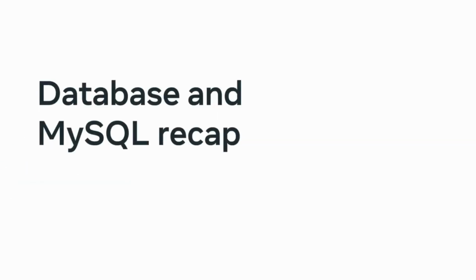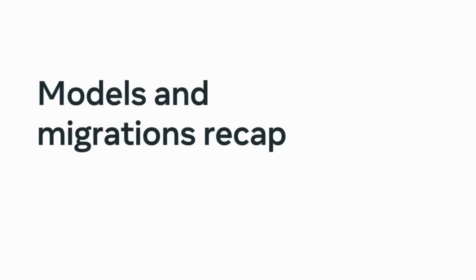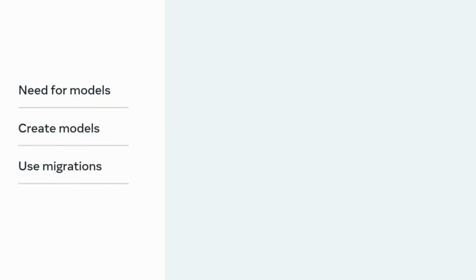After this, you had another recap, this time about databases and MySQL to prepare you for setting up a MySQL database on a Mac. Here you learned how to use Homebrew to install a MySQL client and server on Mac OS, and how to connect to MySQL from the command line. Following this, there was another recap, this one about models and migrations. This recap included important information like why you need models in Django, how to create models in Django, how to create database tables using migrations, and how to update tables using migrations.